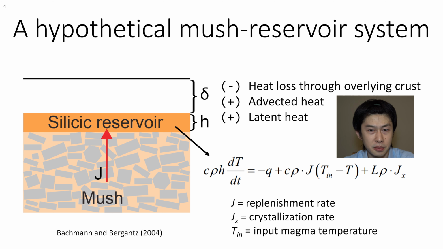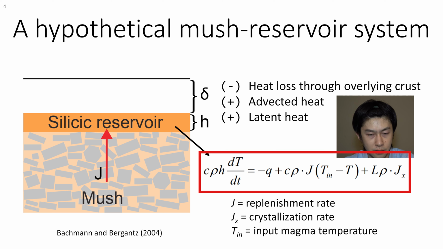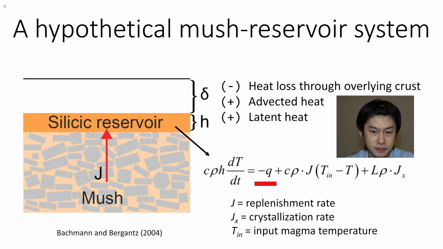The relatively mafic magma is trapped in the interstices of the crystal-rich source mush and needs to be extracted to replenish the silicic reservoir. We notice that for the mafic magma to evolve, the reservoir needs to undergo cooling and crystallization. Therefore, we formulate the thermal balance equation for the silicic reservoir. The cooling rate is controlled by three terms. One is the heat loss through the overlying crustal layer. The second is the advected heat associated with replenishment. The third is the latent heat released by crystallization inside the silicic reservoir.